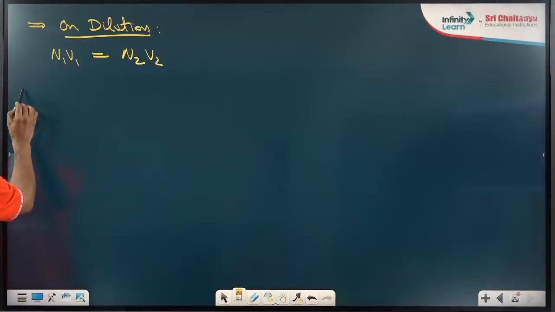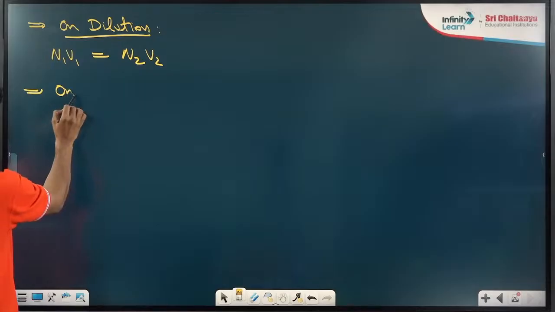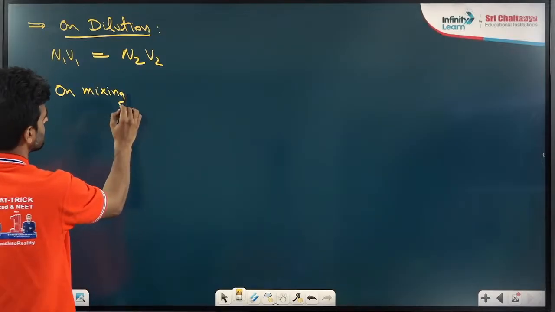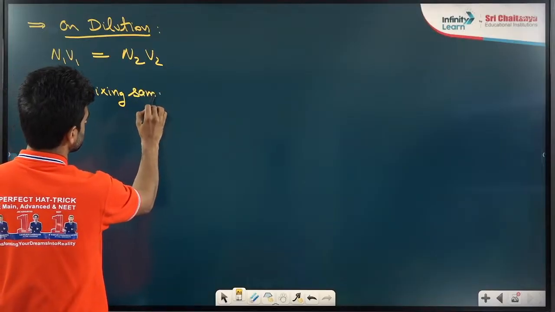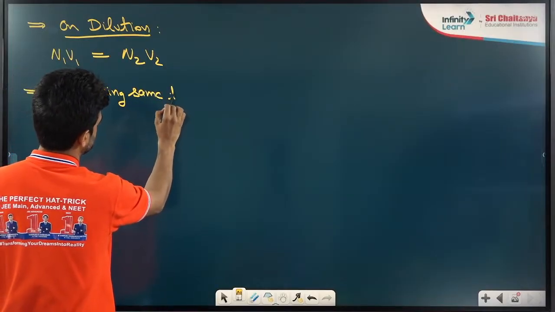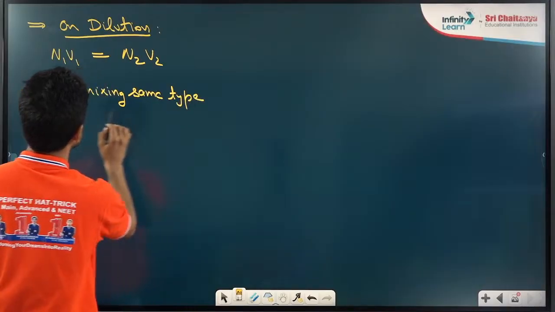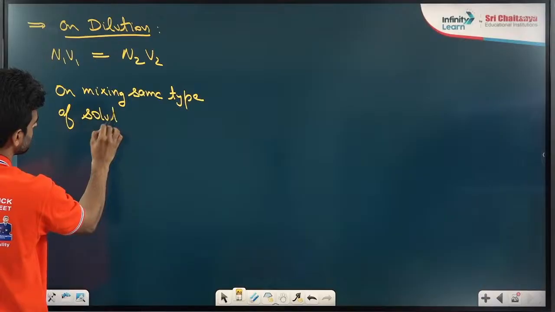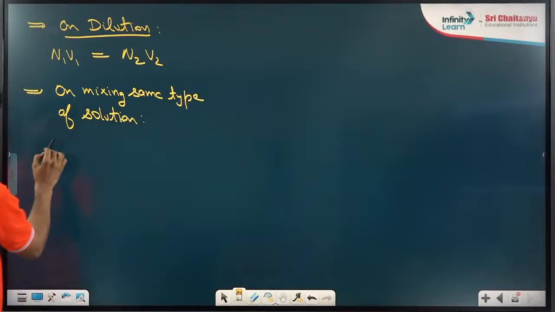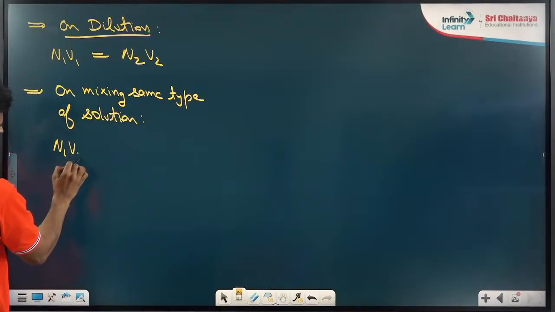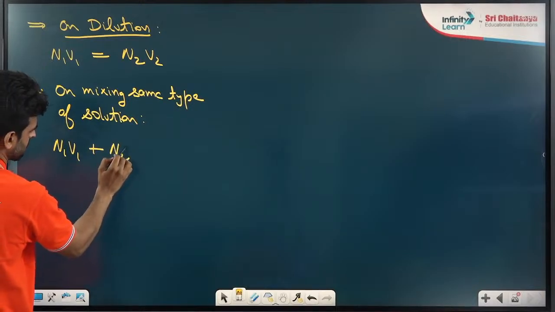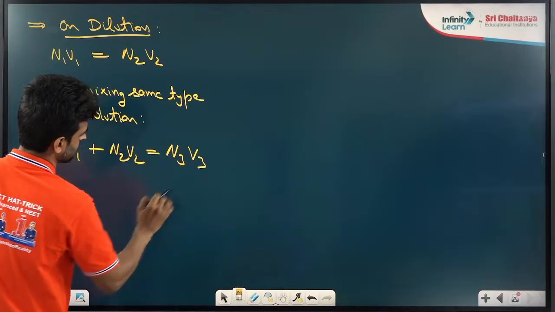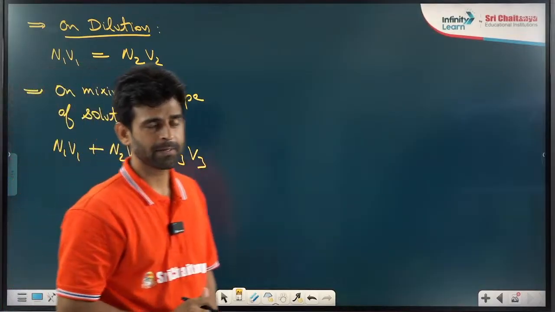The next thing is on mixing. On mixing the same type of solution, like yesterday we did in molarity, the same is applicable for normality. N1 V1 plus N2 V2 equals N3 V3.